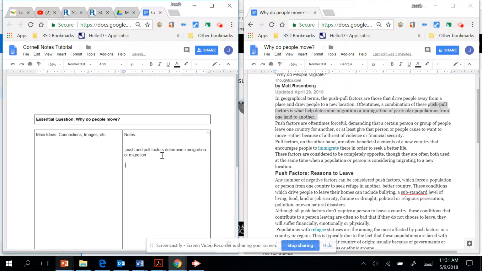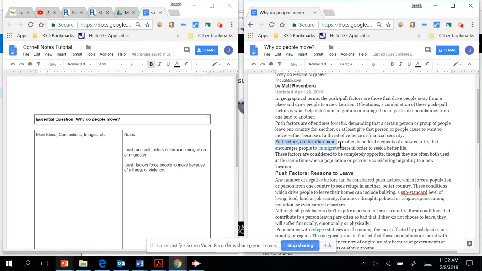Push factors are oftentimes forceful, demanding that a person or a certain group of people leave one country for another because of threat of violence. So I'm going to say that push factors force people to move because of a threat or violence. You can see that both of these notes directly answer the question of why do people move.